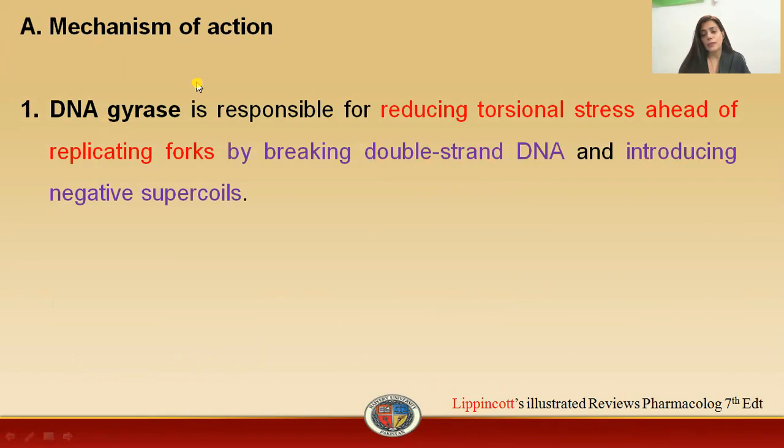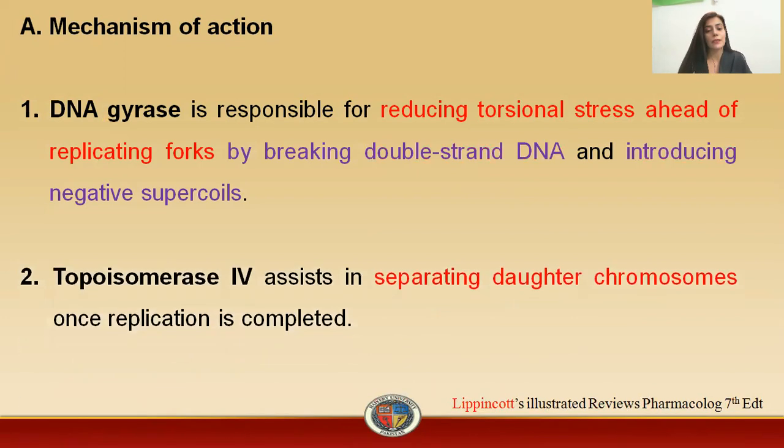The mode of action is basically at two targeted sites. The first one is the DNA gyrase and the second one is topoisomerase 4. DNA gyrase is responsible for reducing the torsional stress produced by overcoiling, overfolding of the two DNA strands. The fluoroquinolones will inhibit this DNA gyrase, which, as you already know, was responsible for introducing the negative supercoiling.